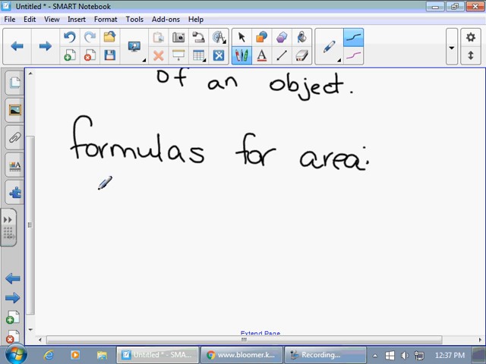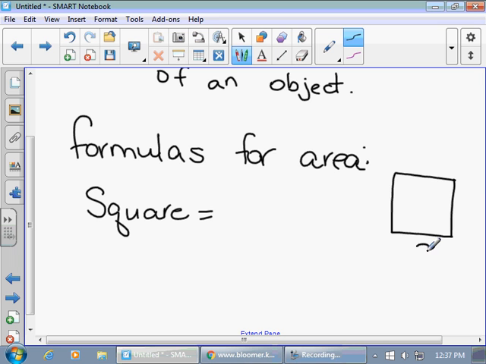Okay? We'll start with square because that's what I started with when we talked about perimeter. Everybody remembers what a square was, right? It has 4 what? Equal sides. So, let's think about this.